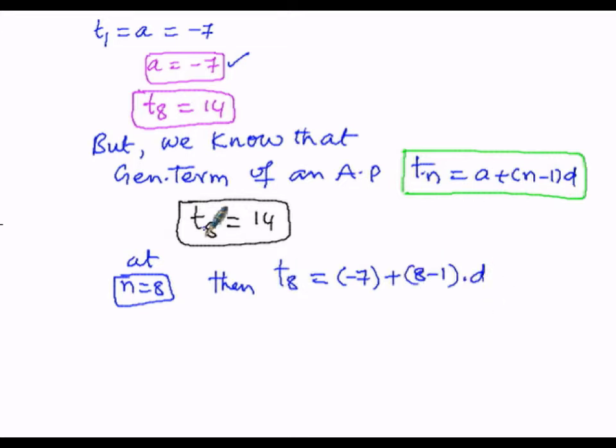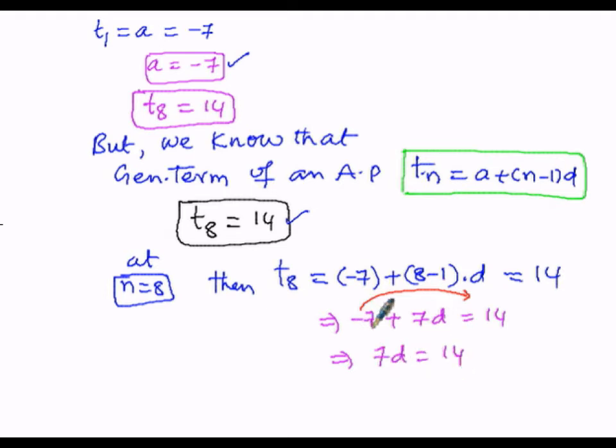The 8th term is 14, so it must be equated to 14. That implies -7 plus 8 minus 1, which is 7, into d equals 14. Transposing -7 to the right hand side, 7d equals 14 plus 7, which is 21. So we got 7d equals 21.